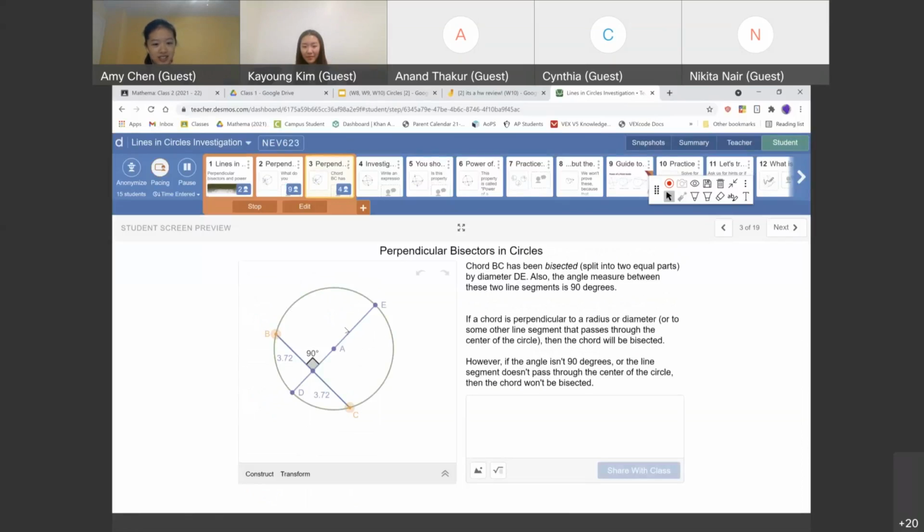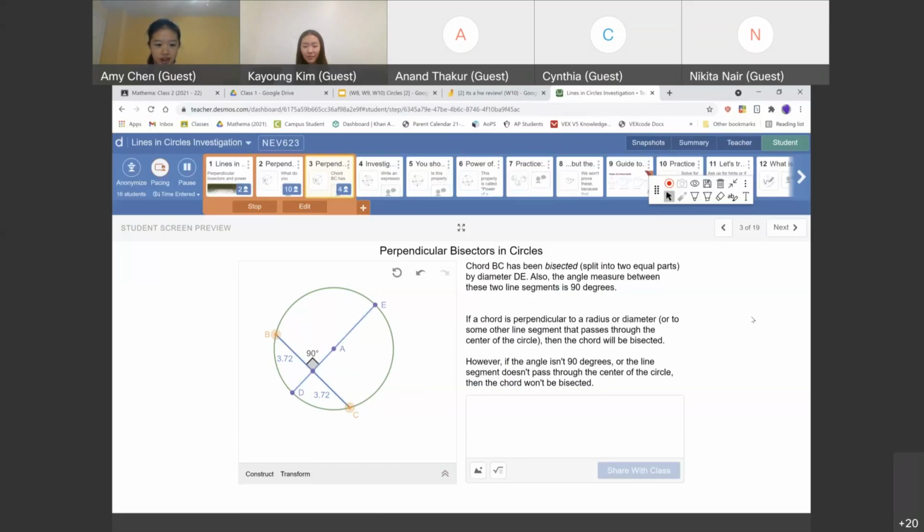The formal way to say this is that chord BC, remember this is a chord because it crosses the circle, has been bisected, in other words, split into two equal parts by diameter DE. So this line over here split this line into two parts. And also, the angle measured between these two line segments is 90 degrees. So this is what a perpendicular bisector is. It's splitting this into two parts and it's perpendicular.